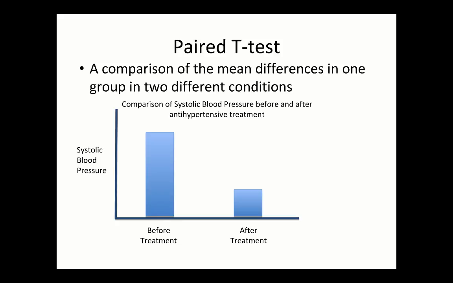We need to reject the null because our p-value is lower than the alpha of 0.05. Given these findings, what would you conclude? Well, we can conclude that the average systolic blood pressure before and after antihypertensive treatment is different. Based on the observed trend, average systolic blood pressure appears to be significantly lower after antihypertensive treatment.